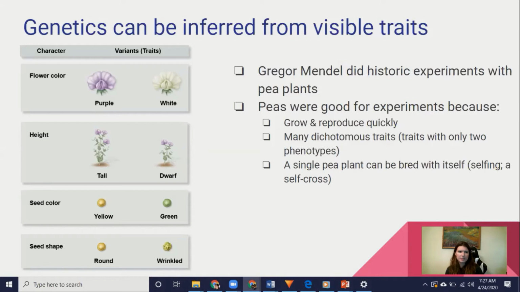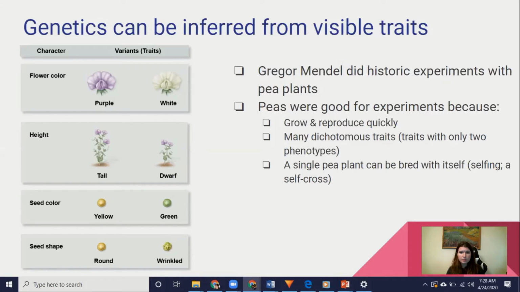So you see some examples here. Height in peas is dichotomous, either tall or dwarf. Seed color, seed shape. A lot of traits can be very easily categorized based on their phenotype as one thing or the other.